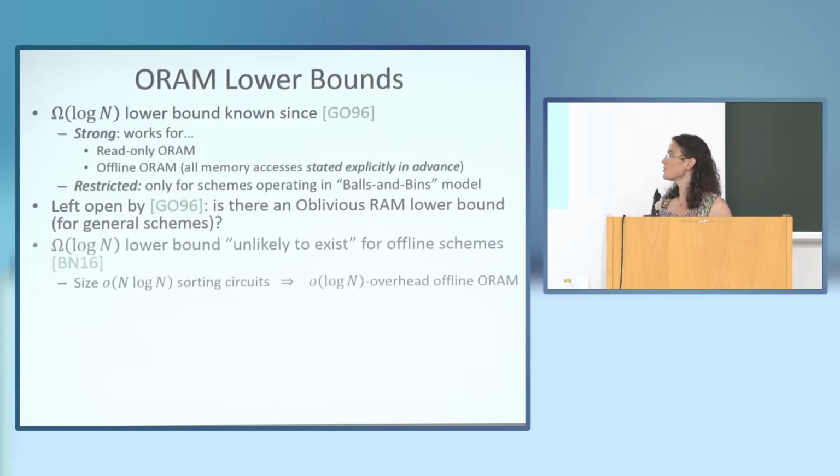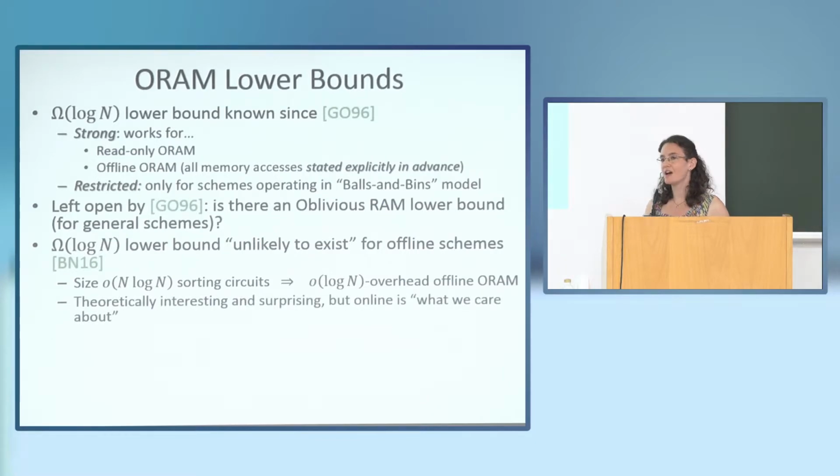And this question was revisited by Boyle and Naor a decade later, and they show that such a lower bound is unlikely to exist if you restrict yourself only to the offline setting. So in what sense is it unlikely to exist? They show that if you start out with very, very small sorting circuits, so little o of n log n, you can get an offline ORAM scheme with little o of log n overhead. So defeating this lower bound if we have these amazing sorting circuits.